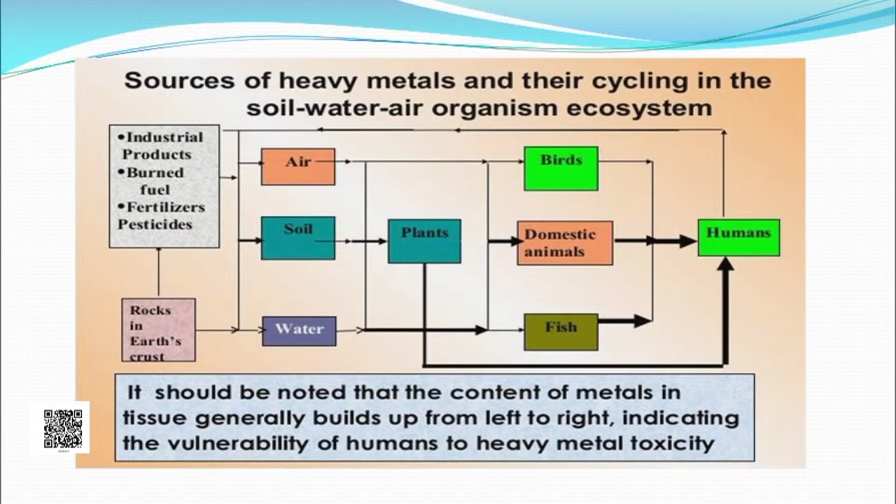When these heavy metals mix with the air, they can adversely affect birds. If they accumulate in the soil, plants, domestic animals and humans may also suffer harmful effects, and contamination of water bodies leads to toxic exposure for aquatic life such as fish, further disrupting the ecosystem. So this shows, it should be noted, that the content of metals in tissue generally builds up from left to right, indicating the vulnerability of humans to heavy metal toxicity.